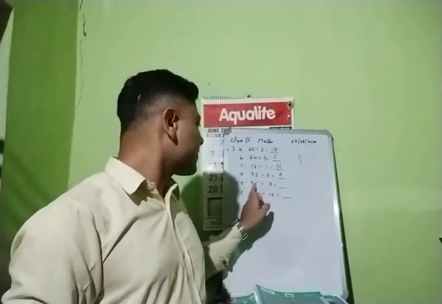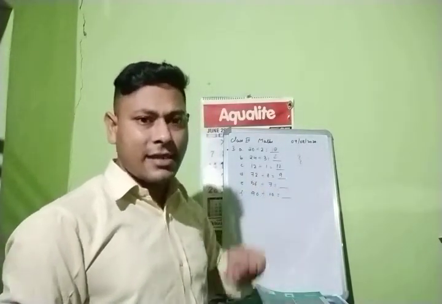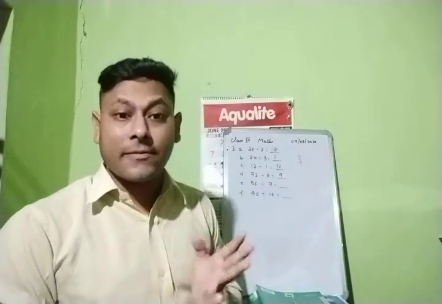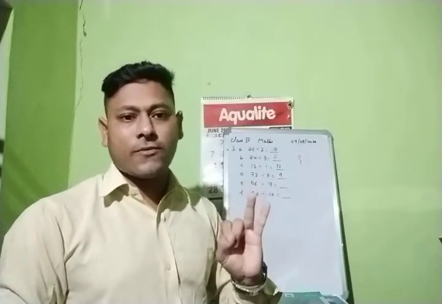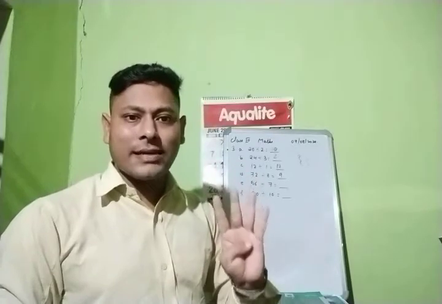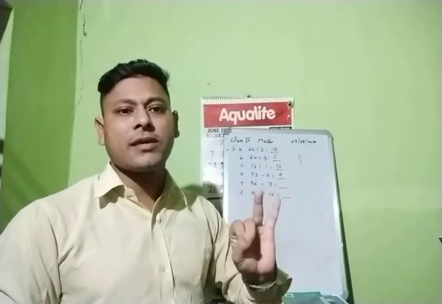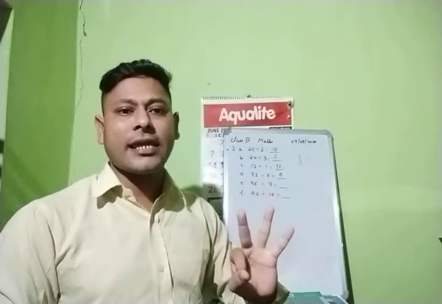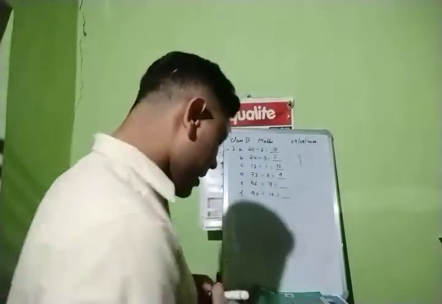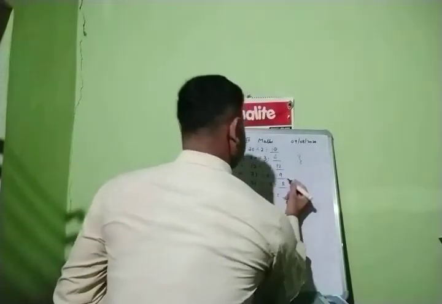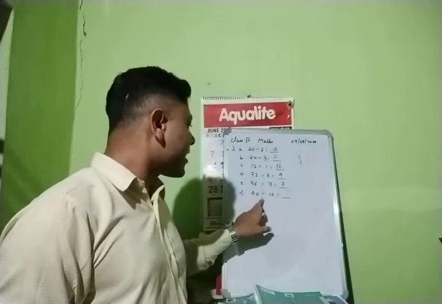Next question is 56 divided by 7. 56 divided by 7. So we have to say the table of 7 till 56. 7 ones are 7, 7 twos are 14, 7 threes are 21, 7 fours are 28, 7 fives are 35, 7 sixes are 42, 7 sevens are 49, 7 eights are 56. So 7 how much is 56? 7 eights are 56. Right?